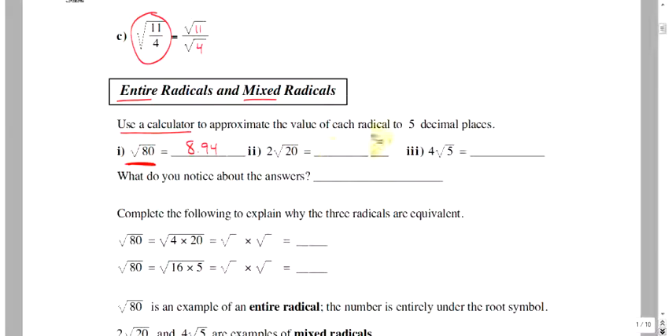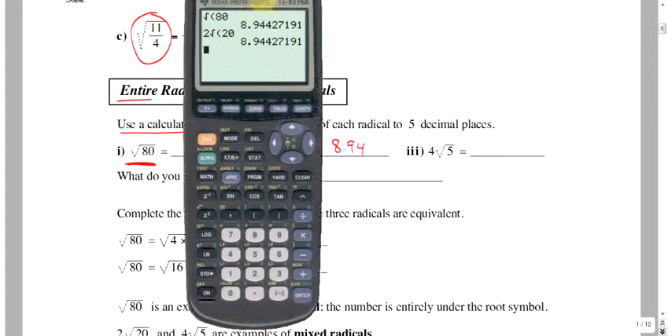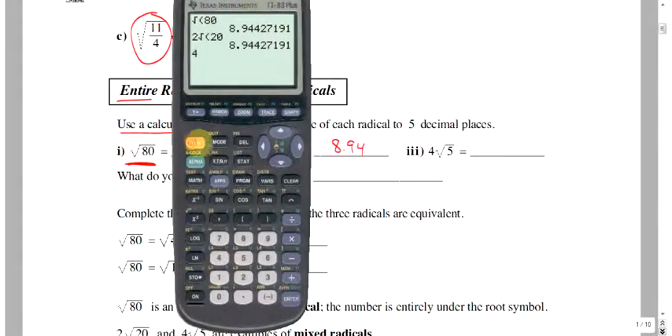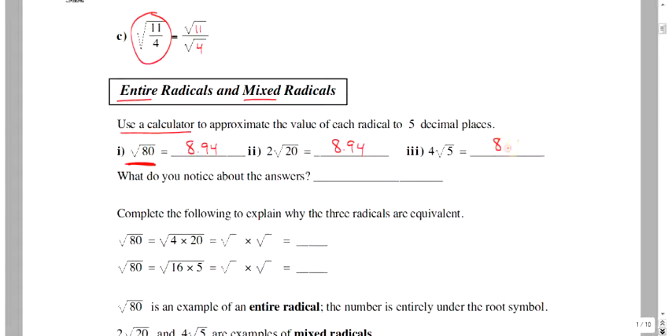8.94. Come on, pen. All right, 4 root 5. Let's go way out on a limb. What do you think this is going to be as a decimal? Well, that's weird. Because aren't those things all different? Or are they? What do we notice about these answers? Yeah, they're pretty close to the same. They're actually exactly the same.